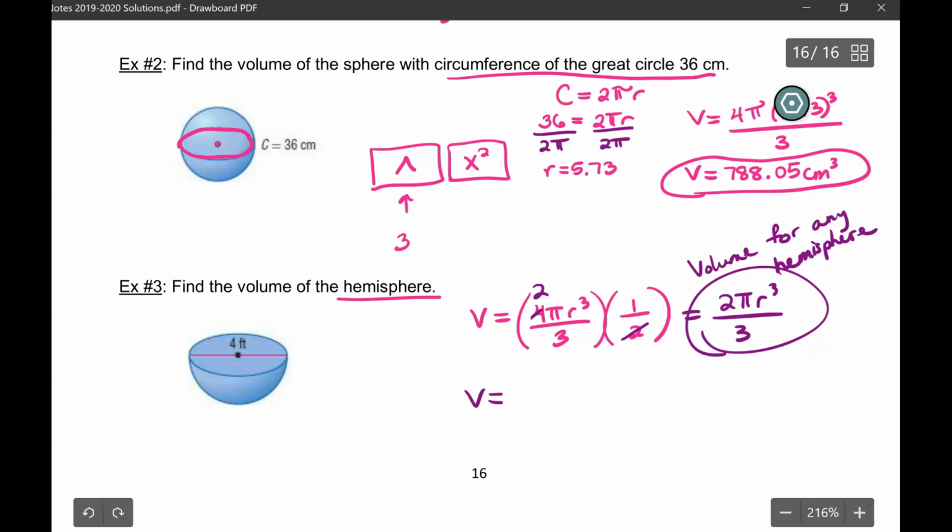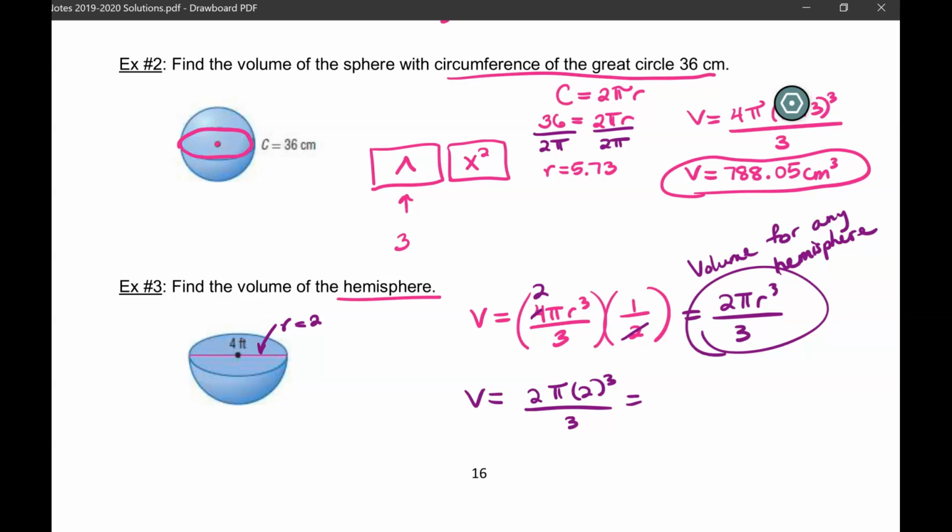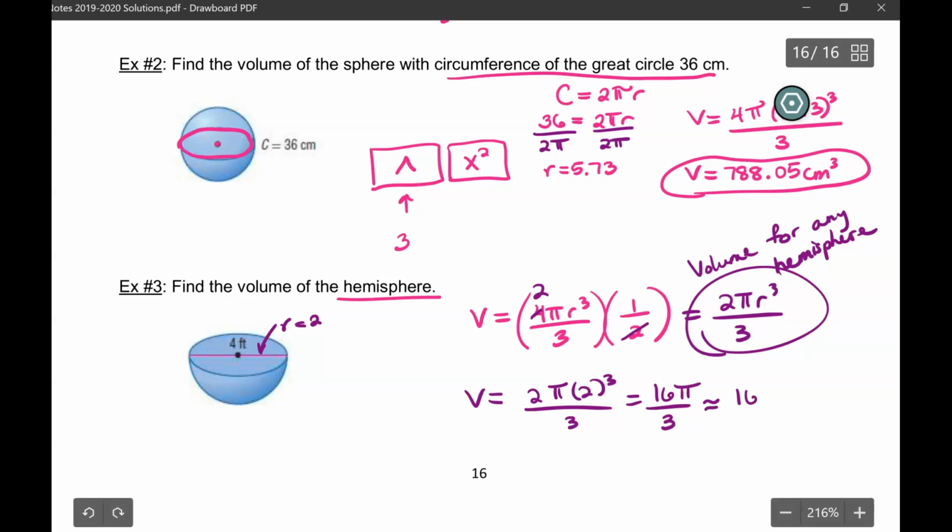So in this case, our radius is 2. So 2 pi times 2 cubed over 3. So take that, that'll be 16 pi over 3. That would be our exact form. And then our approximate, just in case we want the approximate answer, that'll be 16.76, and that'll be cubic feet.